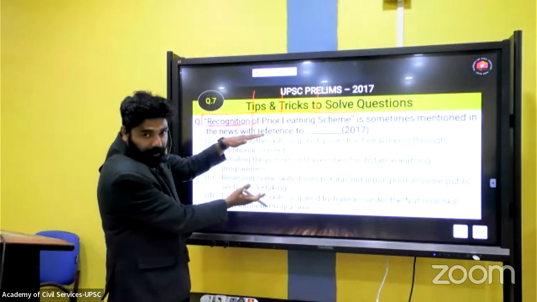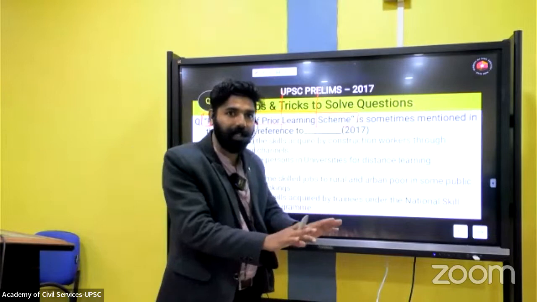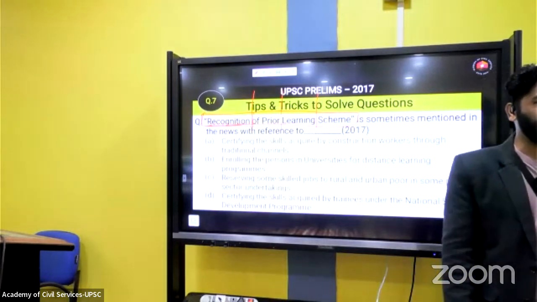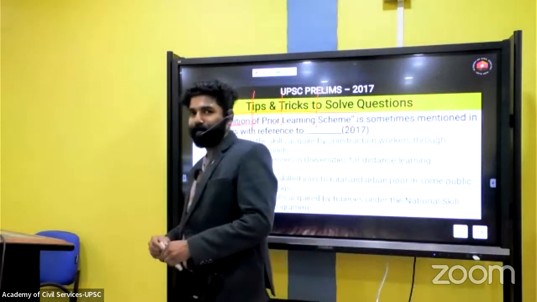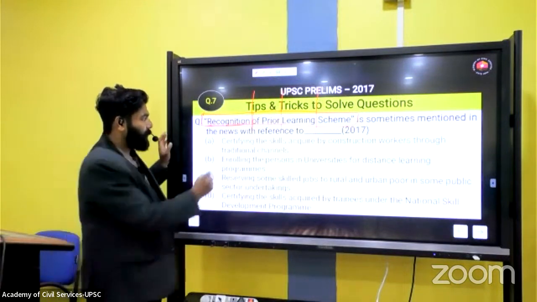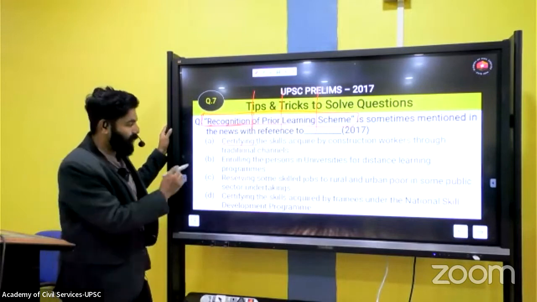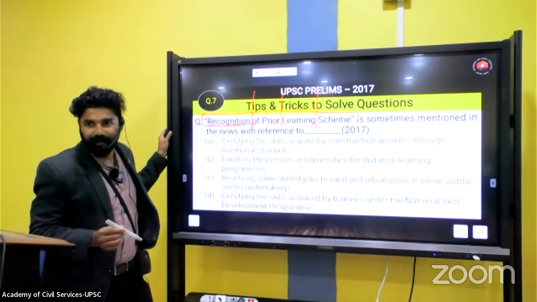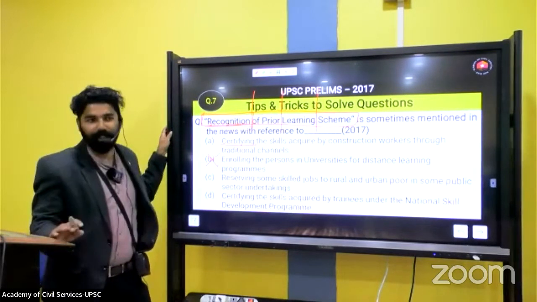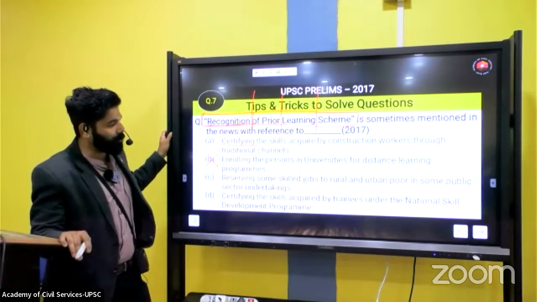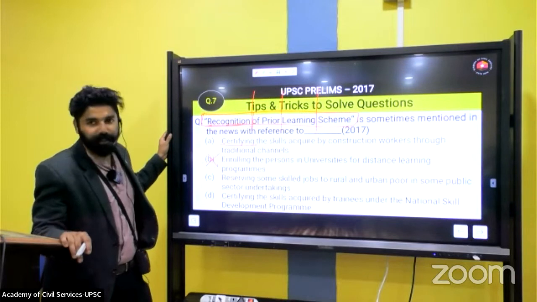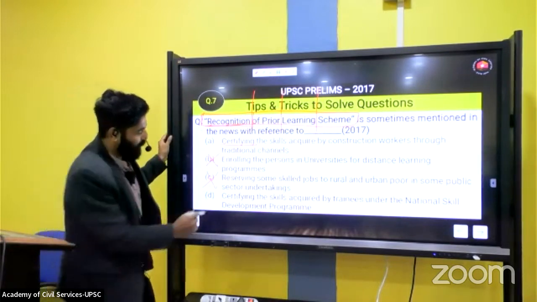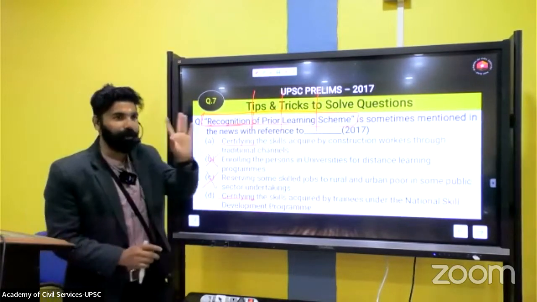Now, out of these four options, if certification is mentioned, we can take it, otherwise we can delete it. If any statement has no certification keyword, we can remove it. Now you tell me which option we can remove. Here certification is there, we cannot remove it. Second statement, enrolling persons in university for distance learning program. There is no certification. We are deleting it. Third, reserving some skilled jobs for rural and urban poor in some public sector undertaking. No certification. Yes, D is also there. So it is 50-50 now.